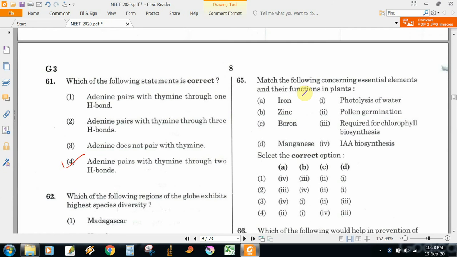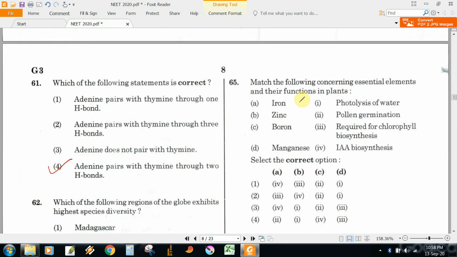Essential elements and their function in the plants. The first one we are having is the iron, second one is zinc, next is boron, and the last one we are having is the manganese. So if we look into the options over here, iron is mainly involved for biosynthesis of chlorophyll, and zinc is mainly involved for the IAA biosynthesis, that is the auxin.